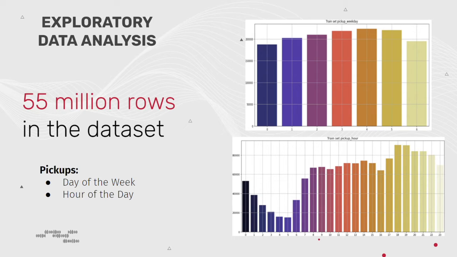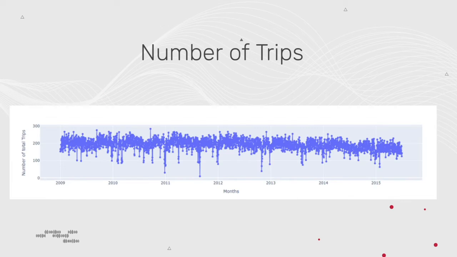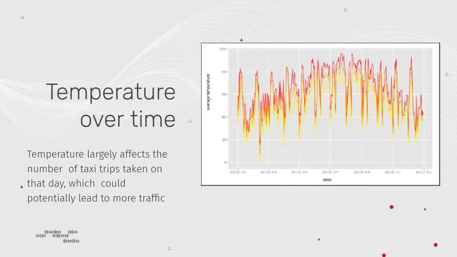We also used k-means clustering to find out the busiest pickup and drop-off areas within New York. Unsurprisingly, we found that the Upper East Side and Manhattan, closer to Central Park, were the busiest and most densely populated clusters in our dataset. We also analyzed the total number of trips taken throughout the year span of our dataset. We can see that this remains more or less consistent, with some fluctuations on the basis of some critical events.